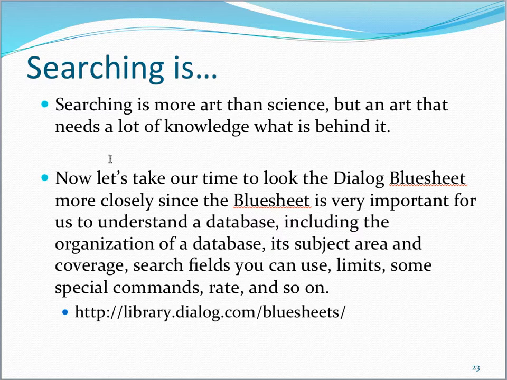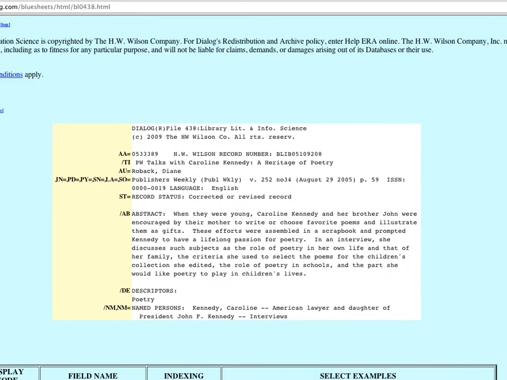Okay. Now I'm going to show you, just for your information, and you can click on this URL, the blue sheets. It's a web page, and I guess they were blue. They are still blue, but it's a web page now. They were in printed format in the past and specify the structure of the databases that Dialog provides. Let me get that page here.